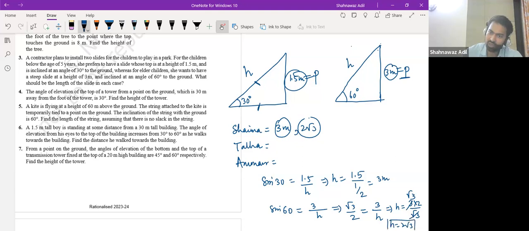Good, good, Shama. So both are the correct answers. And Talha and Amar, where did you guys get stuck? So in this chapter, we have to just figure out which trigonometric ratio we have to use, right? This is the idea of the chapter.